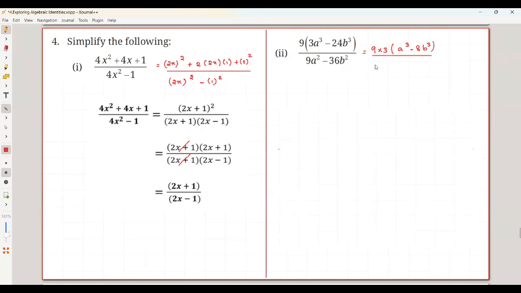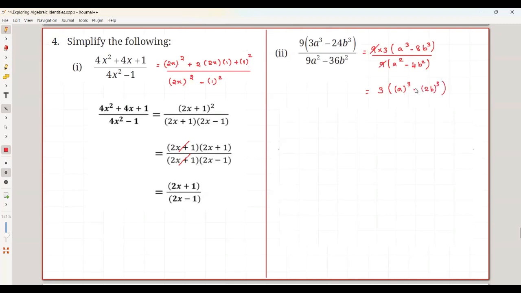Divided by, here, what is common? 9 is common, so I can take 9 outside. Here a square minus 4b square remains. Now we can cancel the 9. Inside, we can write this in the form of a cube minus b cube format and split it. Actually we are going to use this in the form of a cube minus b cube, where b we can write as 2b the whole cube.